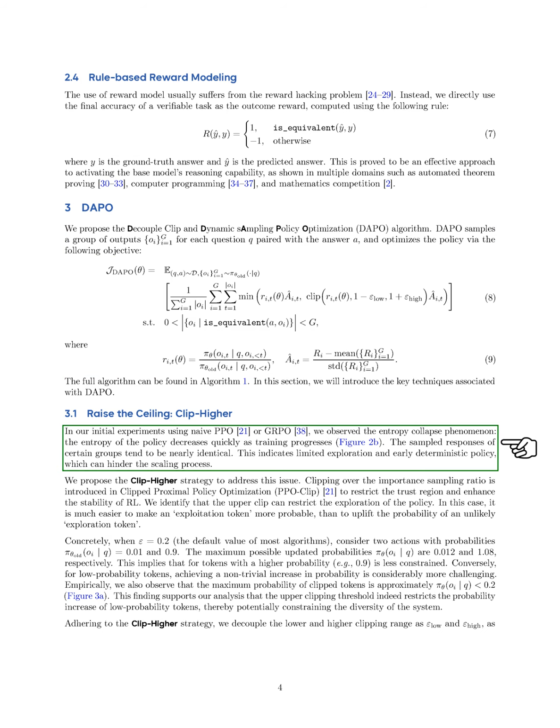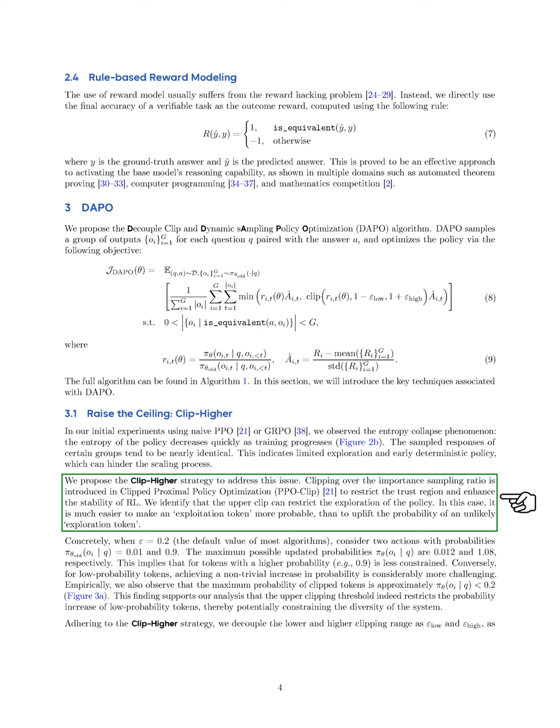To tackle the issue of entropy collapse observed in our initial experiments with basic PPO or GRPO, we introduced the clip higher strategy. We noticed that as training progressed, the policy's entropy decreased rapidly, leading to similar sampled responses and limited exploration. The clip higher strategy involves adjusting the clipping of the importance sampling ratio to enhance stability in reinforcement learning.